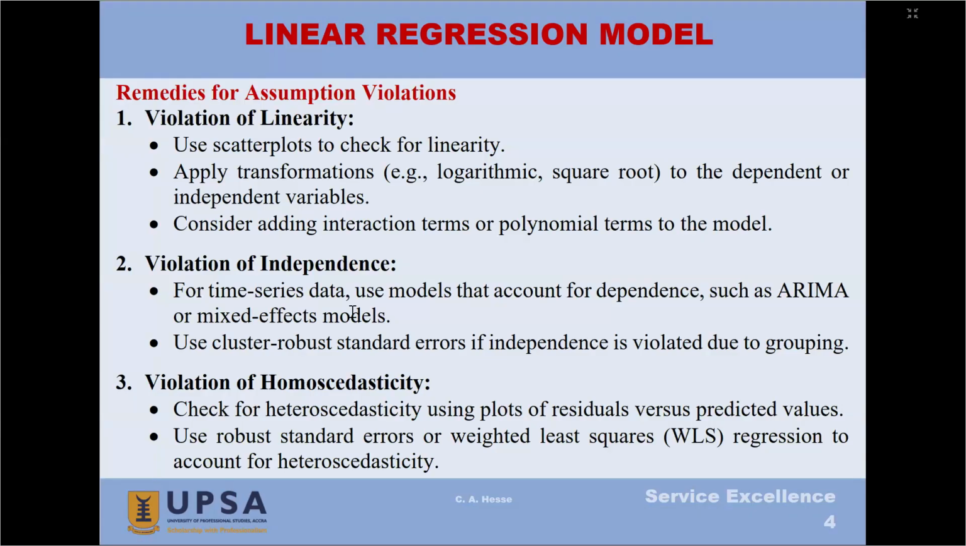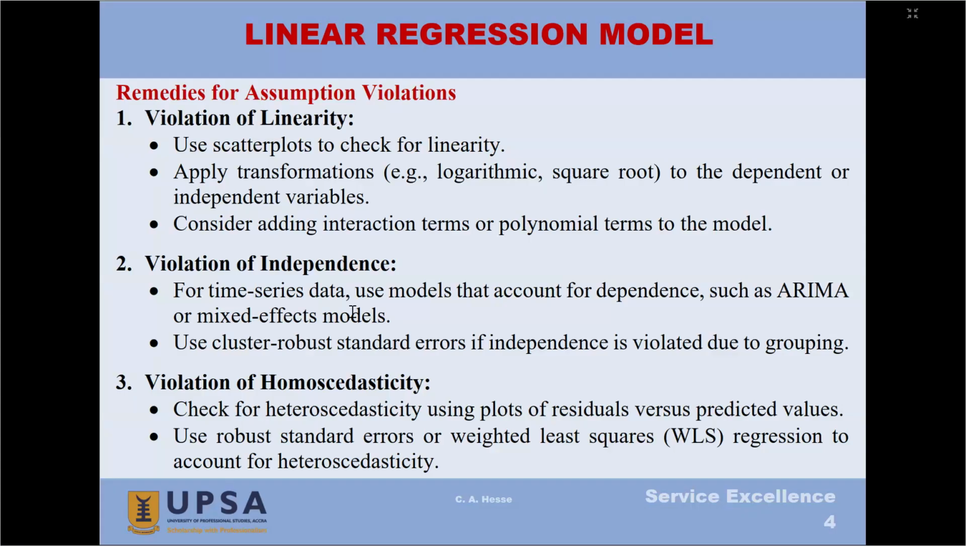When the linearity assumption of the regression model is violated, what do you do? How do you check for linearity in regression? You can do a scatter plot to check whether there's a linear relation between the dependent and the independent variables. When there's a violation, you can apply transformation, either logarithmic transformation, square root, etc., to remedy that violation, or consider adding some interaction term.